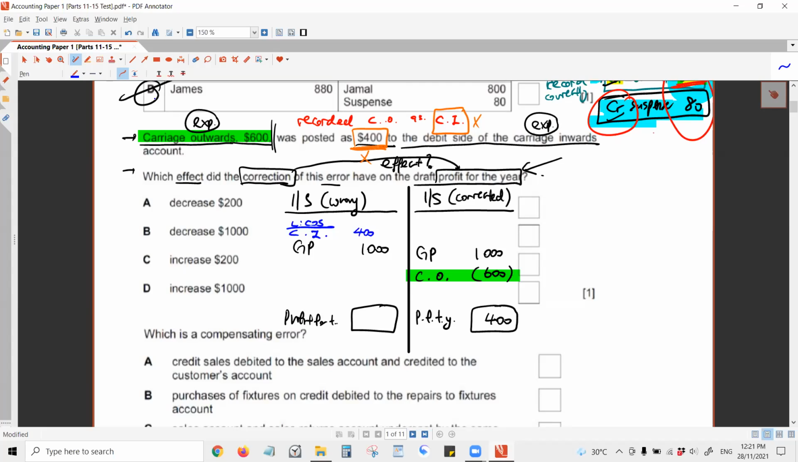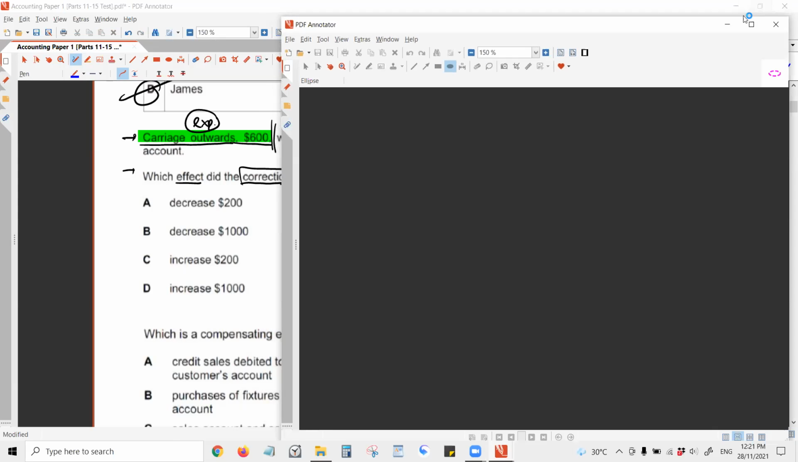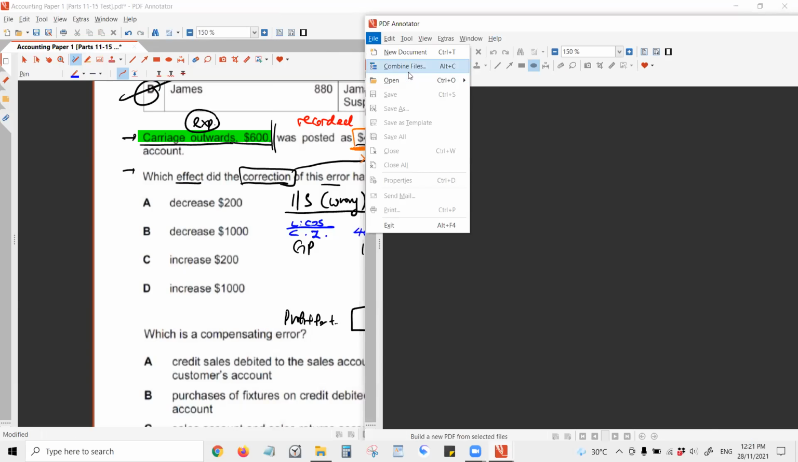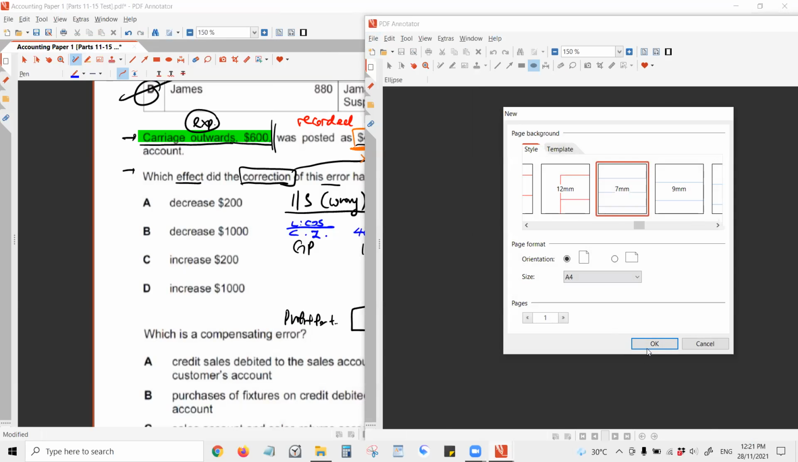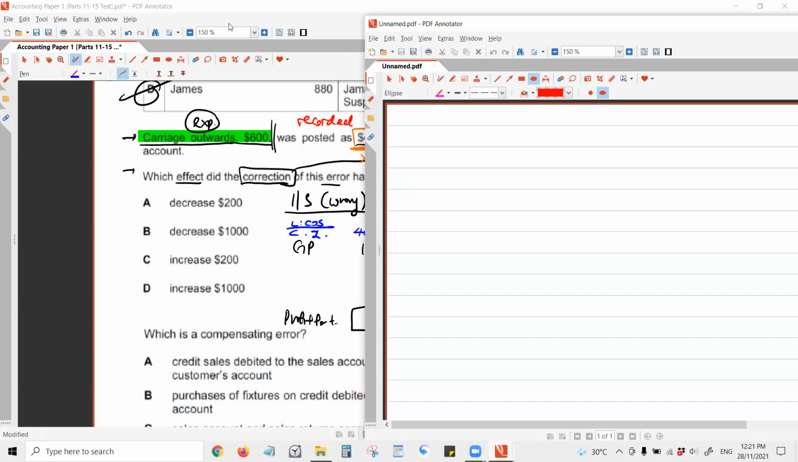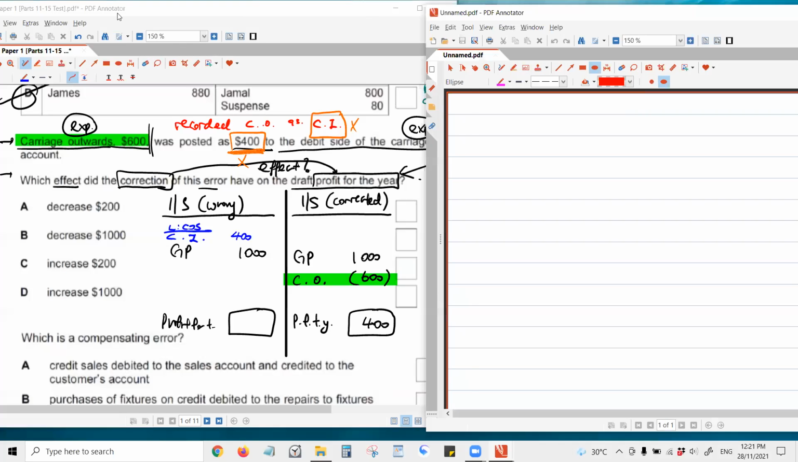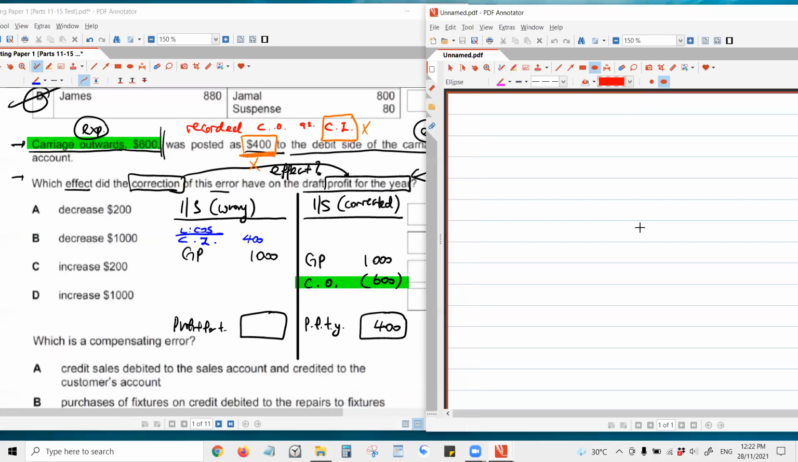I need more space. Okay, hold on. Let me open up another page. I don't have enough space, that's the problem. Hold on, one minute. Okay, so I do the before and after income statement on the right hand side. I have more space here, easier.